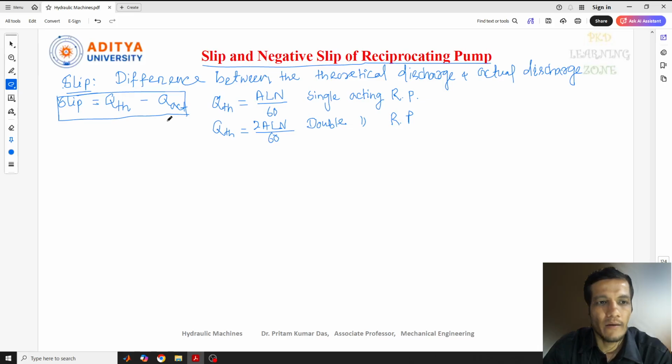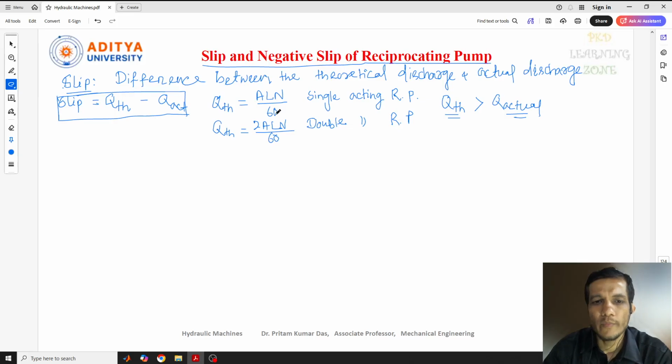As per this definition, it indicates that the theoretical discharge Q_th will be greater than Q_actual. The theoretical discharge is greater than the actual discharge. Actual discharge is nothing but the practical discharge, practically how much you are getting if you do the experiment. Theoretically, we have some values, and based on those we can calculate and then compare.